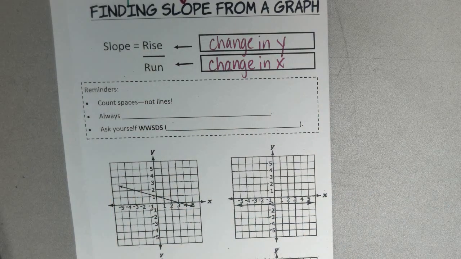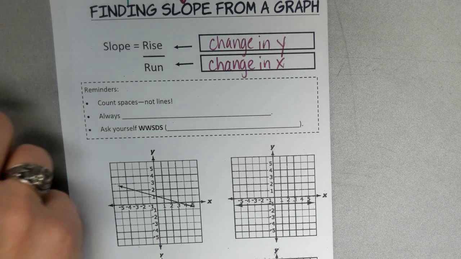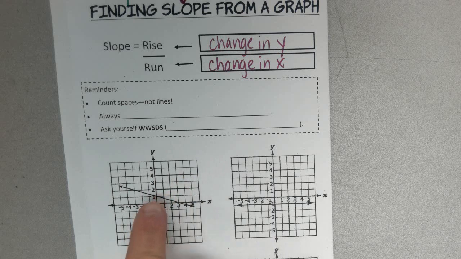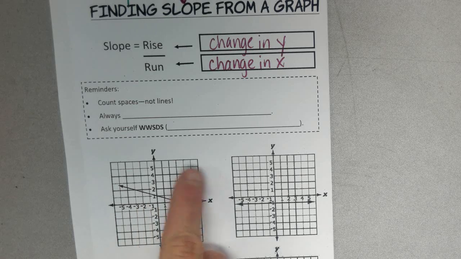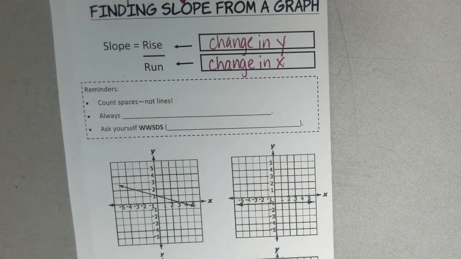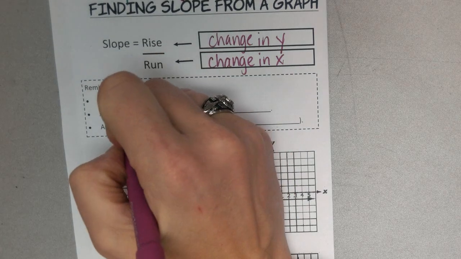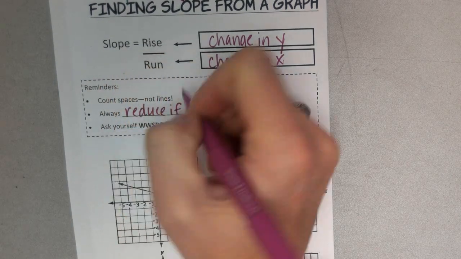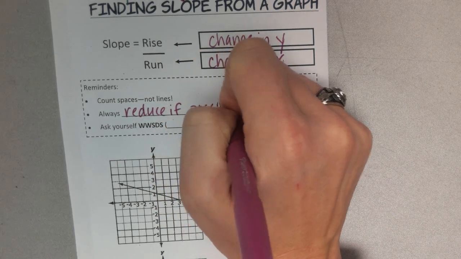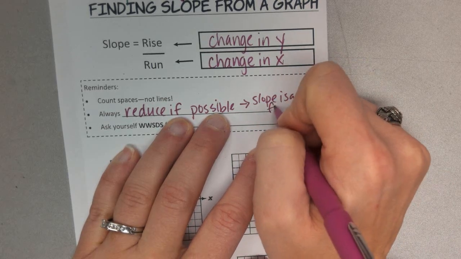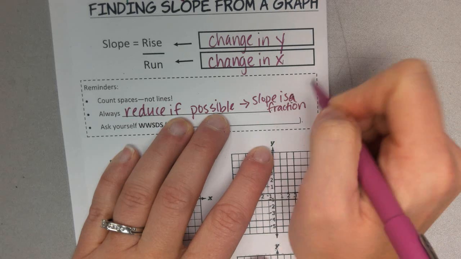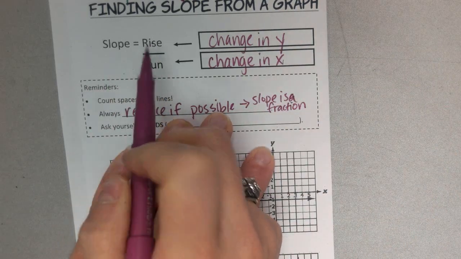Okay, so I will show you exactly what that means as we look at this, but we're going to count. Here are some reminders. We count spaces, not lines, spaces. So don't just count the lines, but the spaces, because sometimes you might have a point in between the lines. Always reduce, if possible, because most of the time your slope is a fraction, and that is okay because you want it to be like that. So you have the rise number on the top and the run on the bottom.